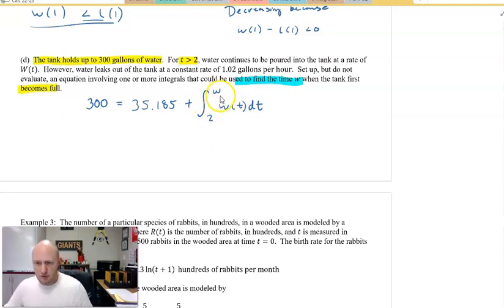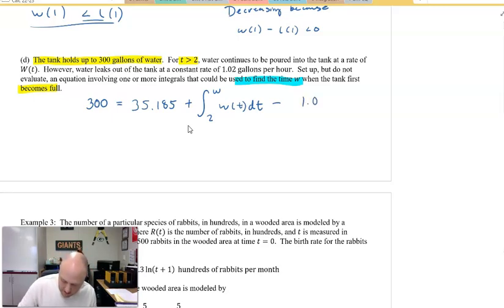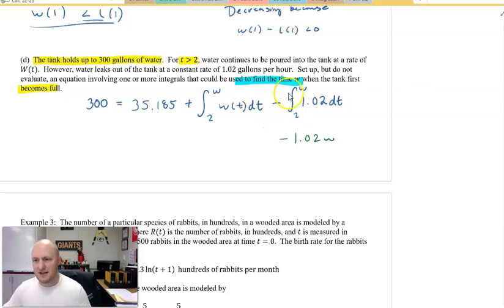So I'm going to integrate from 2 to W. I'm adding this water at time W. That's when we'll equal 300. And though we are subtracting, I'm losing water at a rate of 1.02 gallons per hour. Now, a couple of ways you could write this. You can write this also with an integral from 2 to W, and then this would be dt. Or I've also seen this as negative 1.02 W. I mean that's just what it is if you integrate this. So there you go.